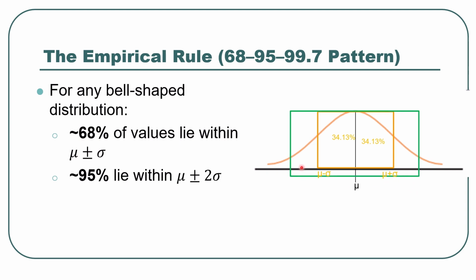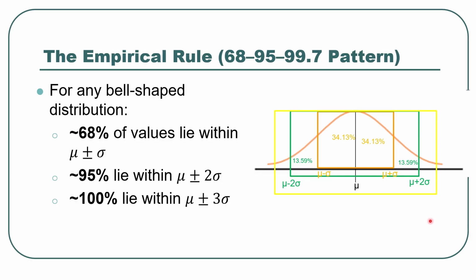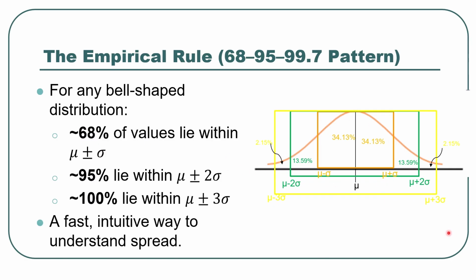So if I move these boundaries to mu plus 2 sigma and mu minus 2 sigma, within 2 sigma, I will have 95% of the total area under the normal curve. And lastly, almost all values fall within 3 sigma from the mean. So if I stretch my boundaries to mu plus 3 sigma and mu minus 3 sigma, within 3 sigma, I will find almost all the area under the curve between these two boundaries. This gives us a quick, intuitive sense of spread.